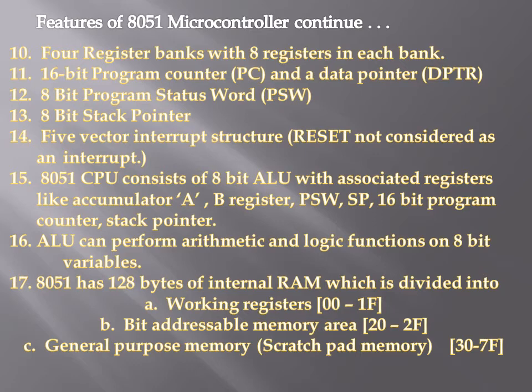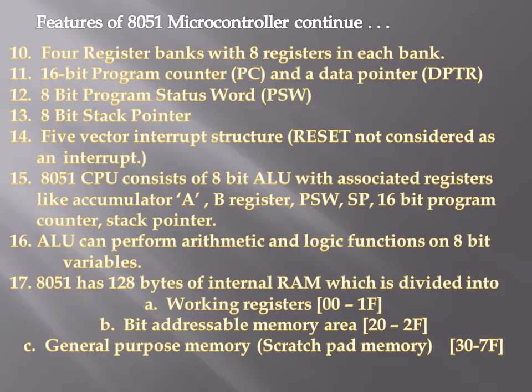The 8051 CPU consists of an 8-bit ALU with associated registers, the accumulator and B register. Then we have the additional registers, that is, the program status word, the stack pointer, and the 16-bit program counter. So we have this ALU that can perform arithmetic and logic operations on 8 bits of data.